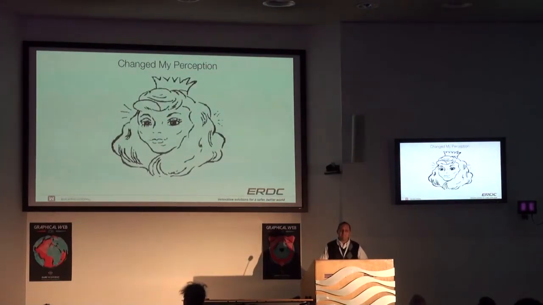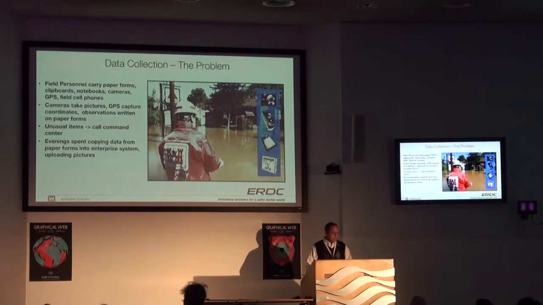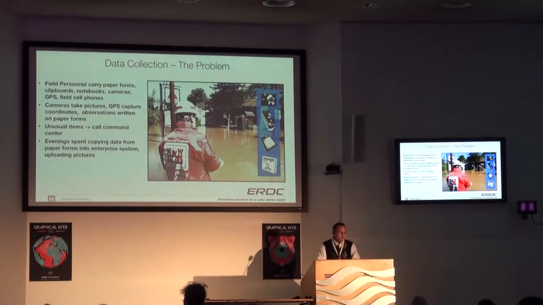So you change your perception, and you say, all right, what are we doing wrong here? And we try to figure out how you can improve what you're doing. So that's what we did. We had another project. The Corps of Engineers is responsible for emergency response during flooding crises. There are all kinds of levees and waterways, especially up and down the Mississippi River.